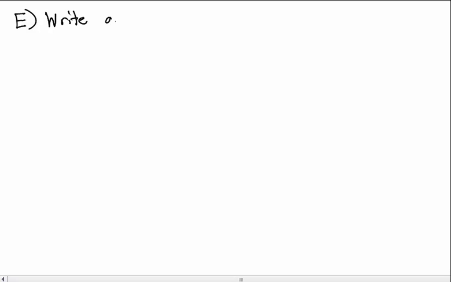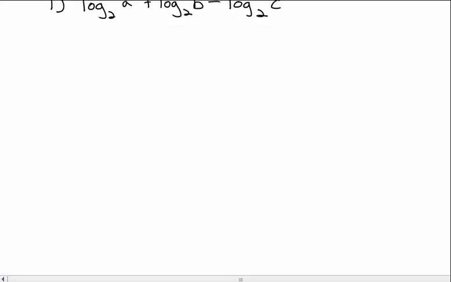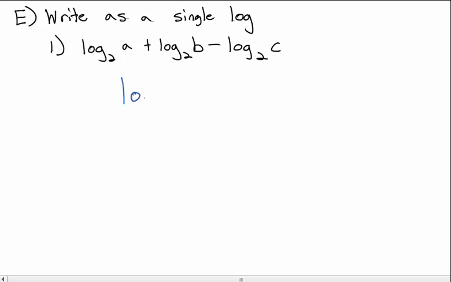We're going to write as a single log. One advantage of these properties is if we have a lot of logs that are added and subtracted together, we can squish them together into a single logarithm that's easier to work with. For example, if we've got log base 2 of a plus log base 2 of b minus log base 2 of c, we can squish these three logs using our properties into a single logarithm. First, we'll write it as a log base 2. They all have to be base 2.